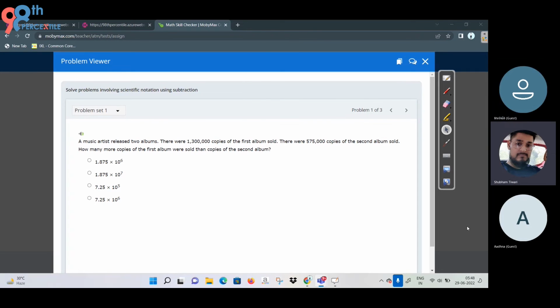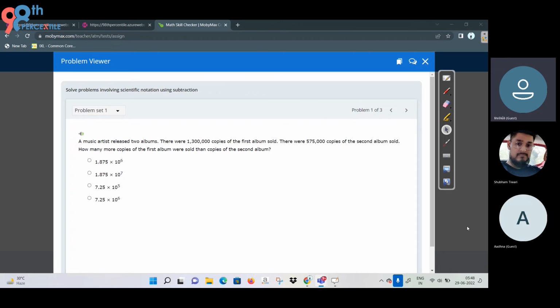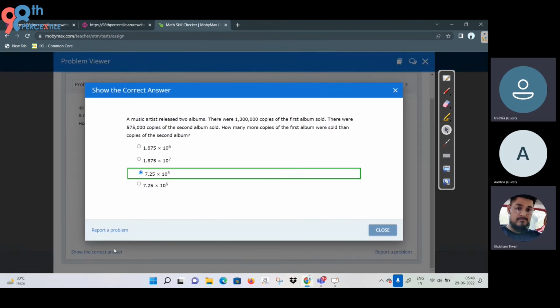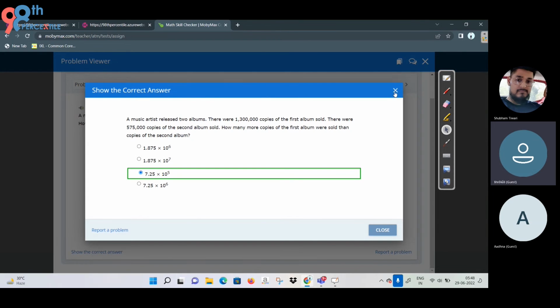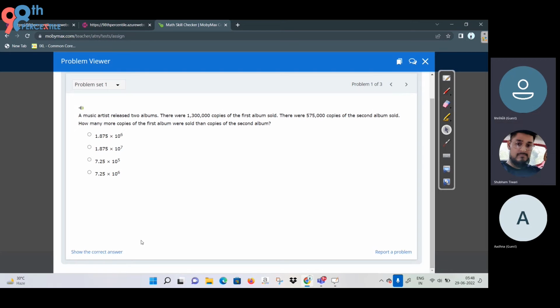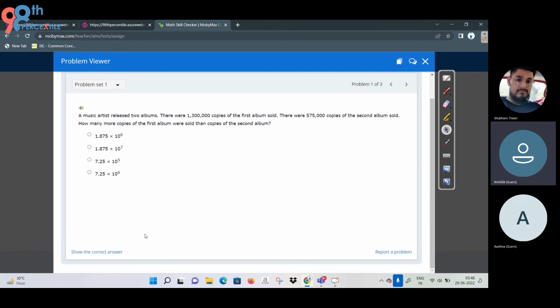The answer, the third one. I got the first one. Very good. That was the right answer. Good job, Shreyas. Yes, Aadhna, what do you think? What mistake did you make?